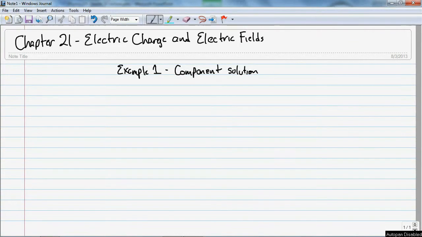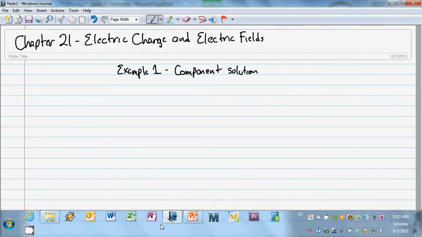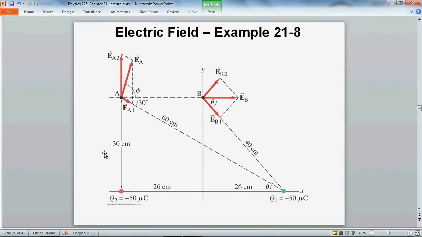Let's do an example with electric fields using a problem that's in the book, and I'm going to illustrate it here. So we have two charges. There's a charge Q1, it's negative 50 microcoulombs, and Q2 is positive 50 microcoulombs. They're separated by 52 centimeters.